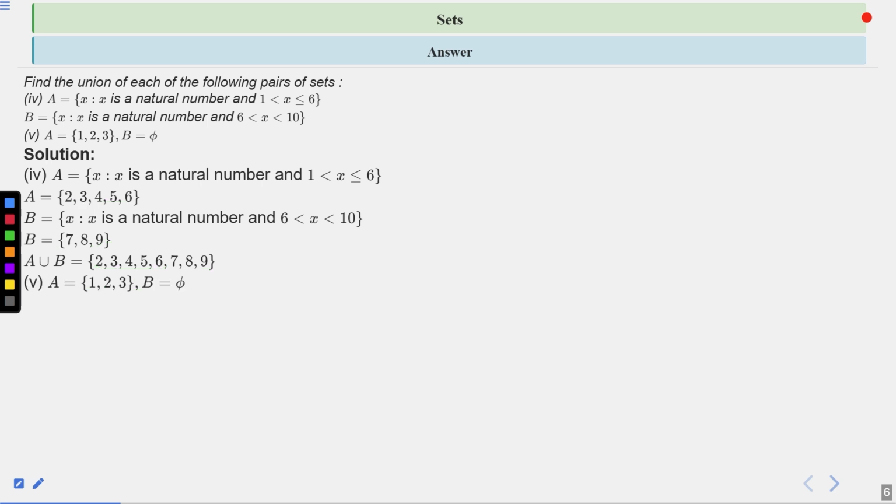Now for the fifth, A with 3 elements 1, 2, 3, B with no elements, the empty set. Here A union B will be very simple. As we have no element from set B, the collection of all the elements is going to be the set A itself. So any set union with the empty set will be the set A. Clear? So this is your property.